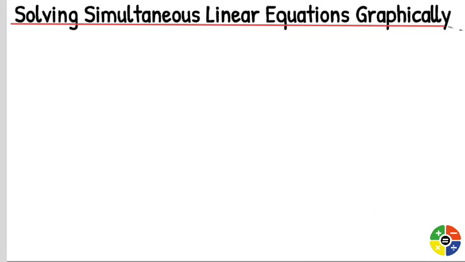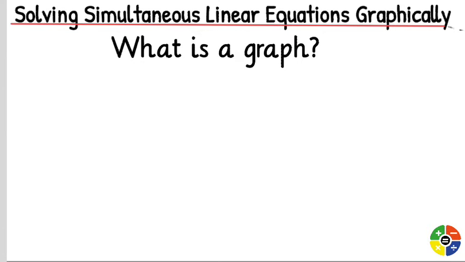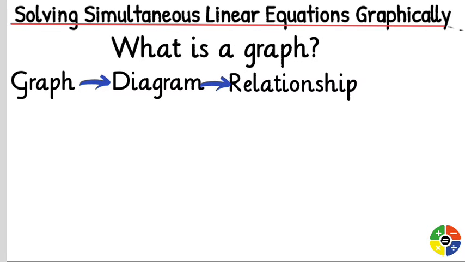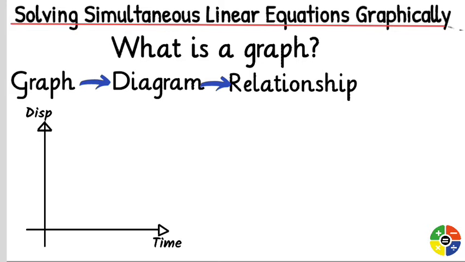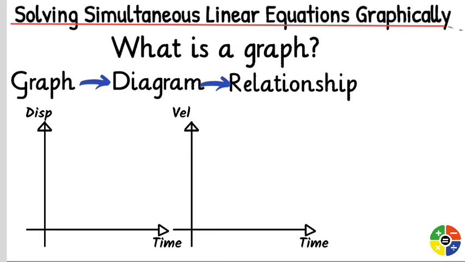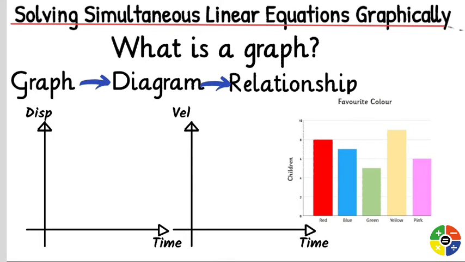Before we start solving simultaneous linear equations graphically, we need to understand what a graph is all about. A graph is a diagram showing the relationship between two variables, each measured along one of the pair of axes at right angles. Examples of graphs may include a displacement time graph, a velocity time graph, a bar chart, and so on.